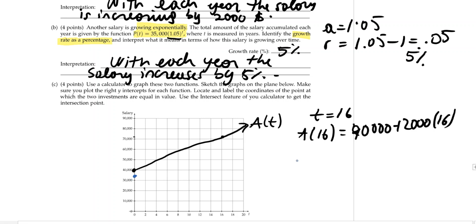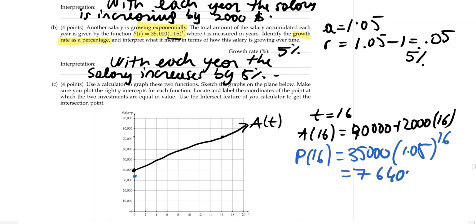But let's see, where is the exponential after 16? So P of 16 will be 35,000 times 1.05 to the 16. Put that in your calculator, and you'll see it's 76,400. So 75, 76 will be right here. So this is going to be like that. That's your P of t.